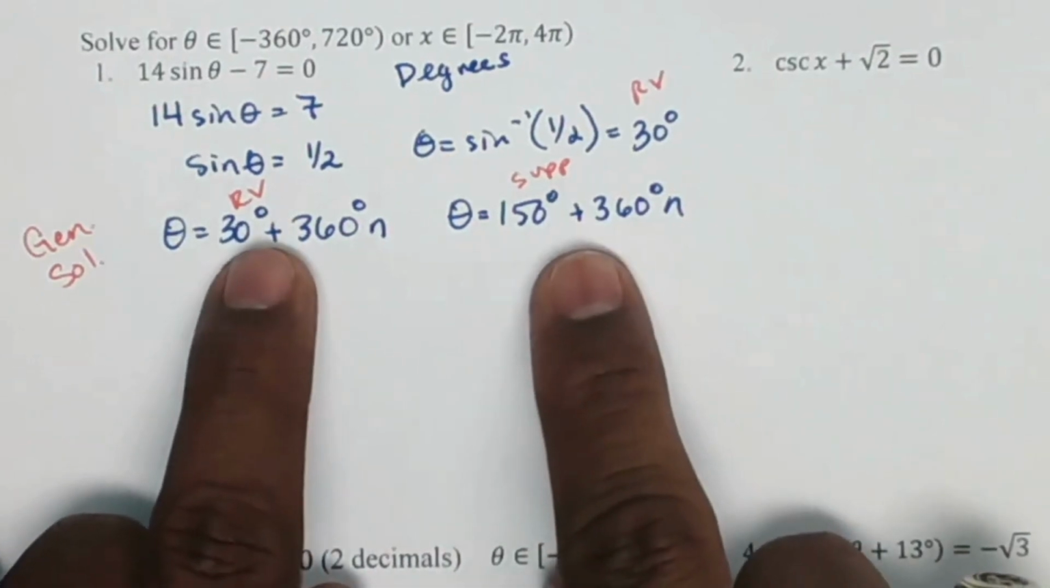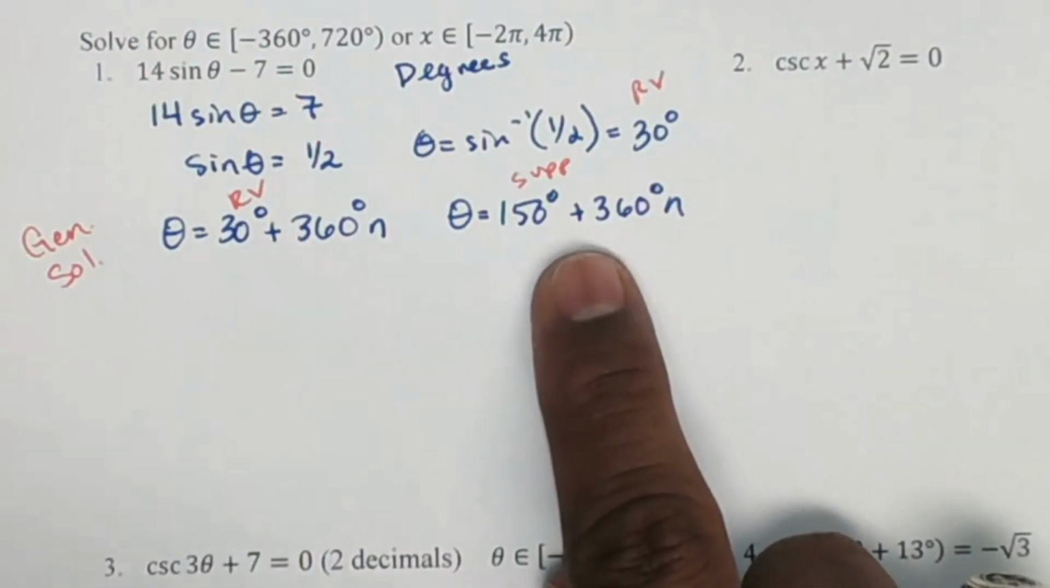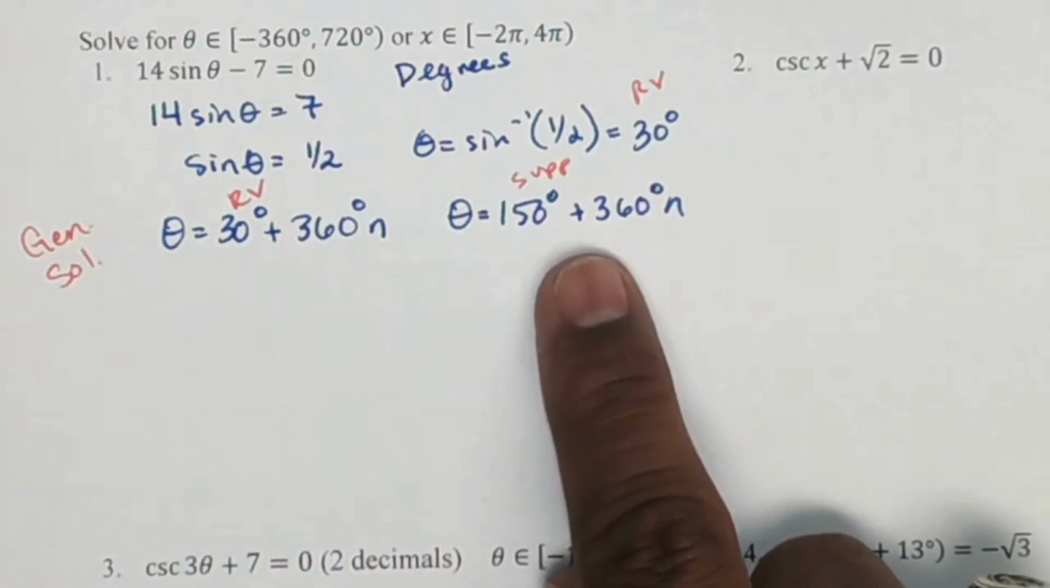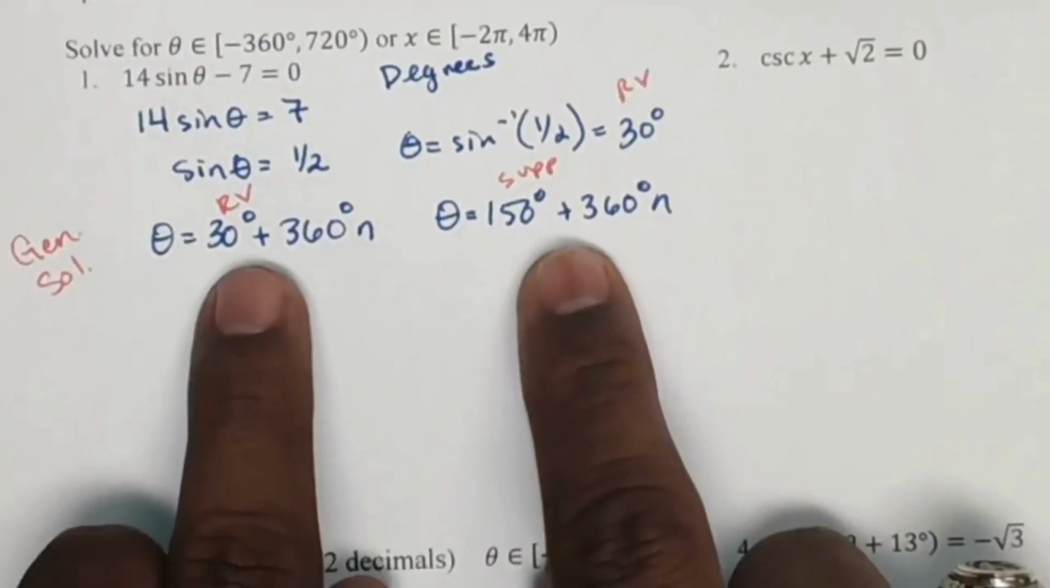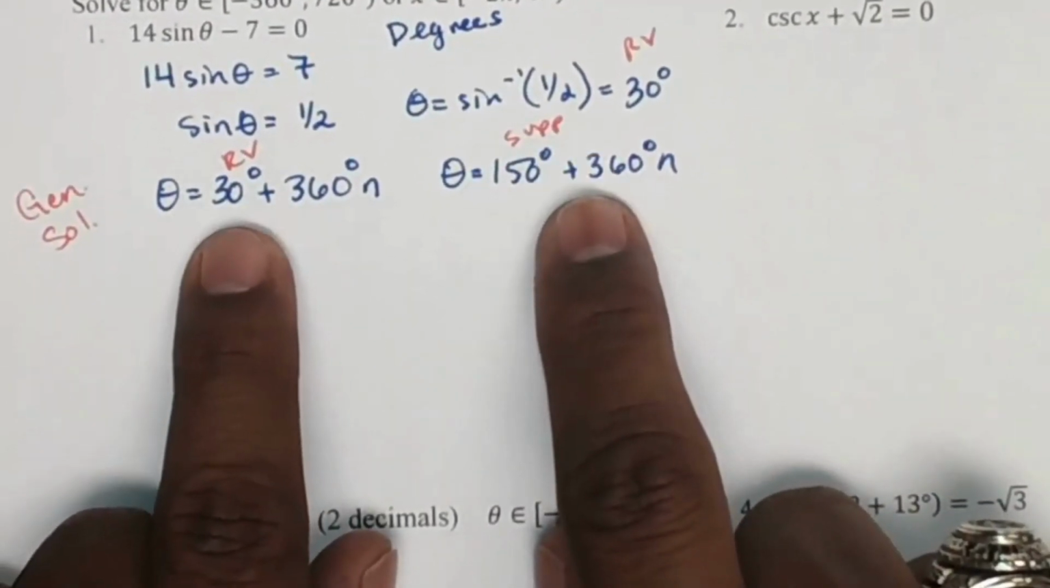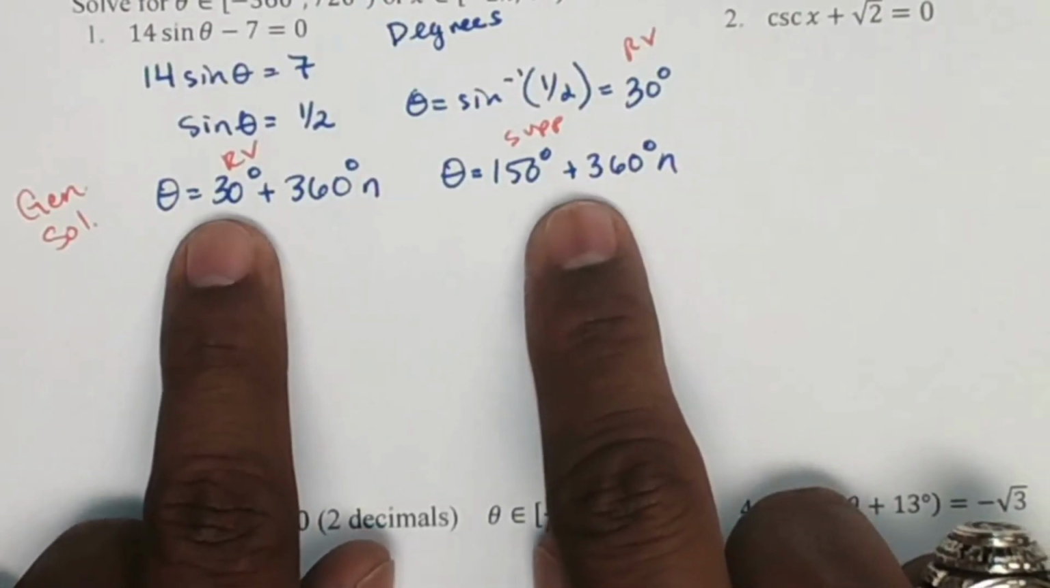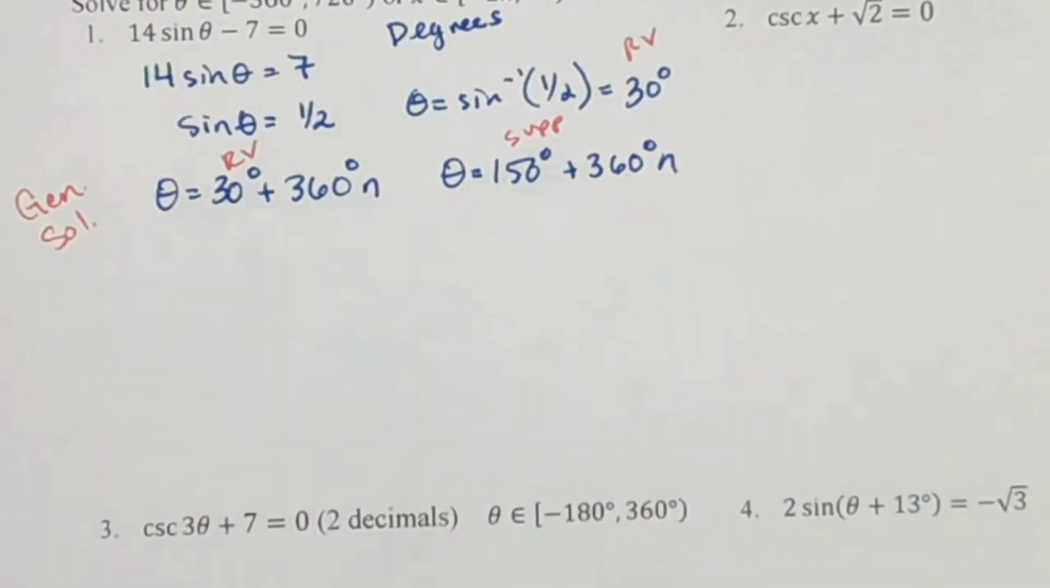So this is the reason why we didn't use equations using sine. We use cosine, because for cosine, we just put a plus or minus in front of the rainbow value. For sine, we have two completely different general solutions. So we would have to write them separately instead of putting a plus or minus.